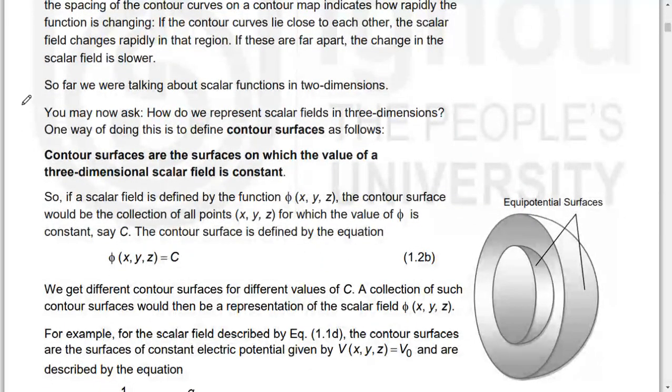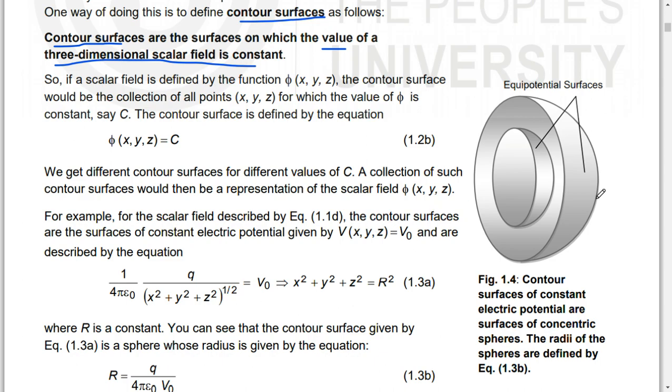So far we were talking about scalar functions in two dimensions. You may now ask, how do we represent scalar fields in three dimensions? One way of doing this is to define contour surfaces as follows. Contour surfaces are the surfaces on which the value of a three-dimensional scalar field is constant. Contour surfaces of constant electric potential are surfaces of concentric spheres. The radii of the spheres are defined by equation P.